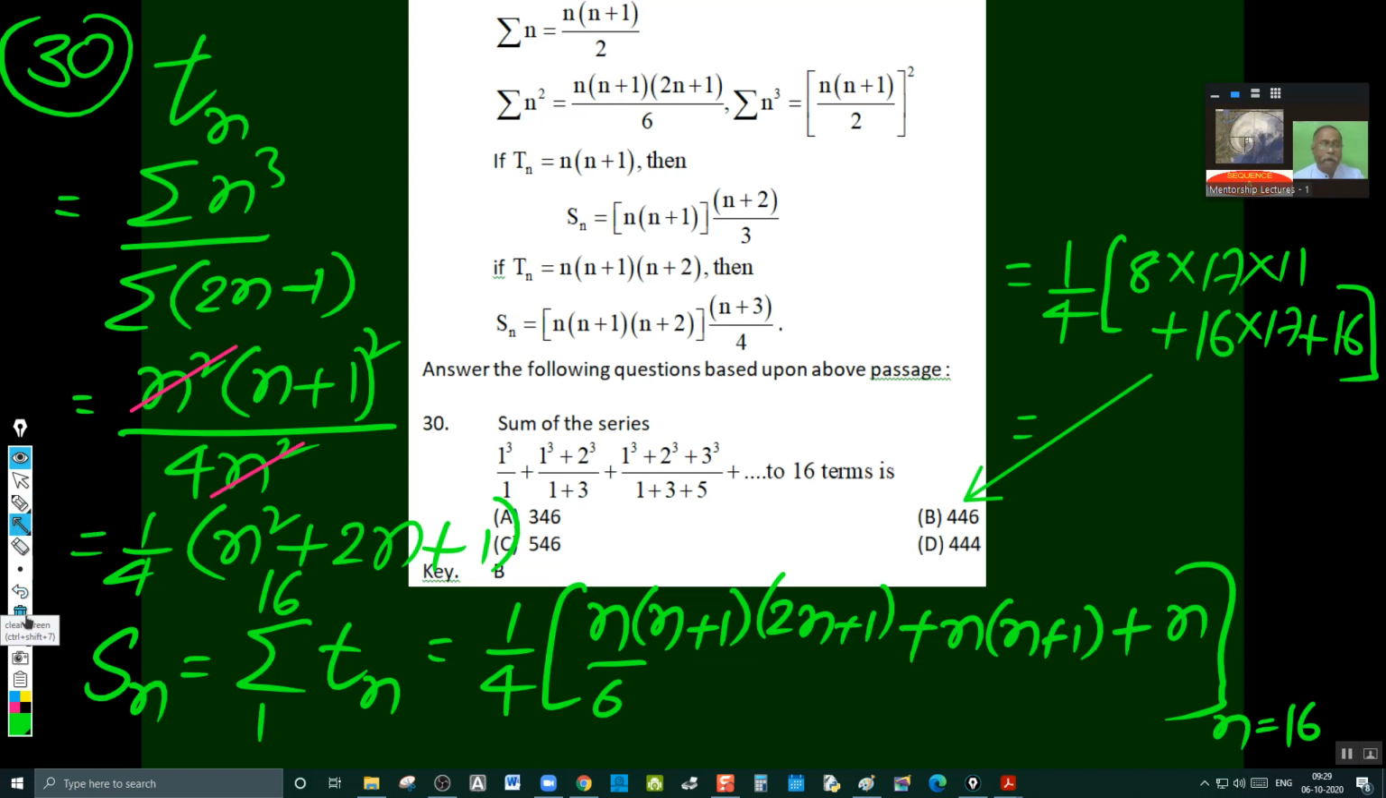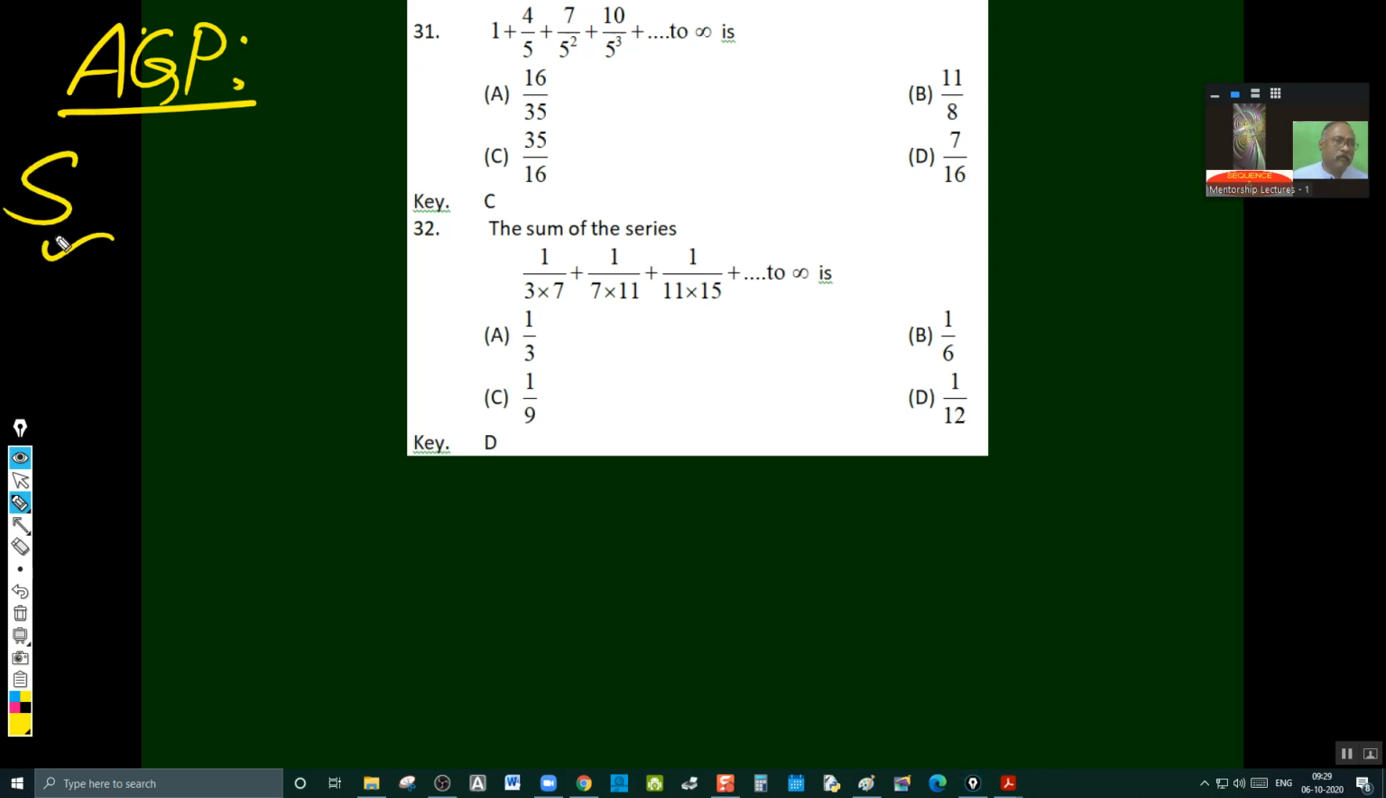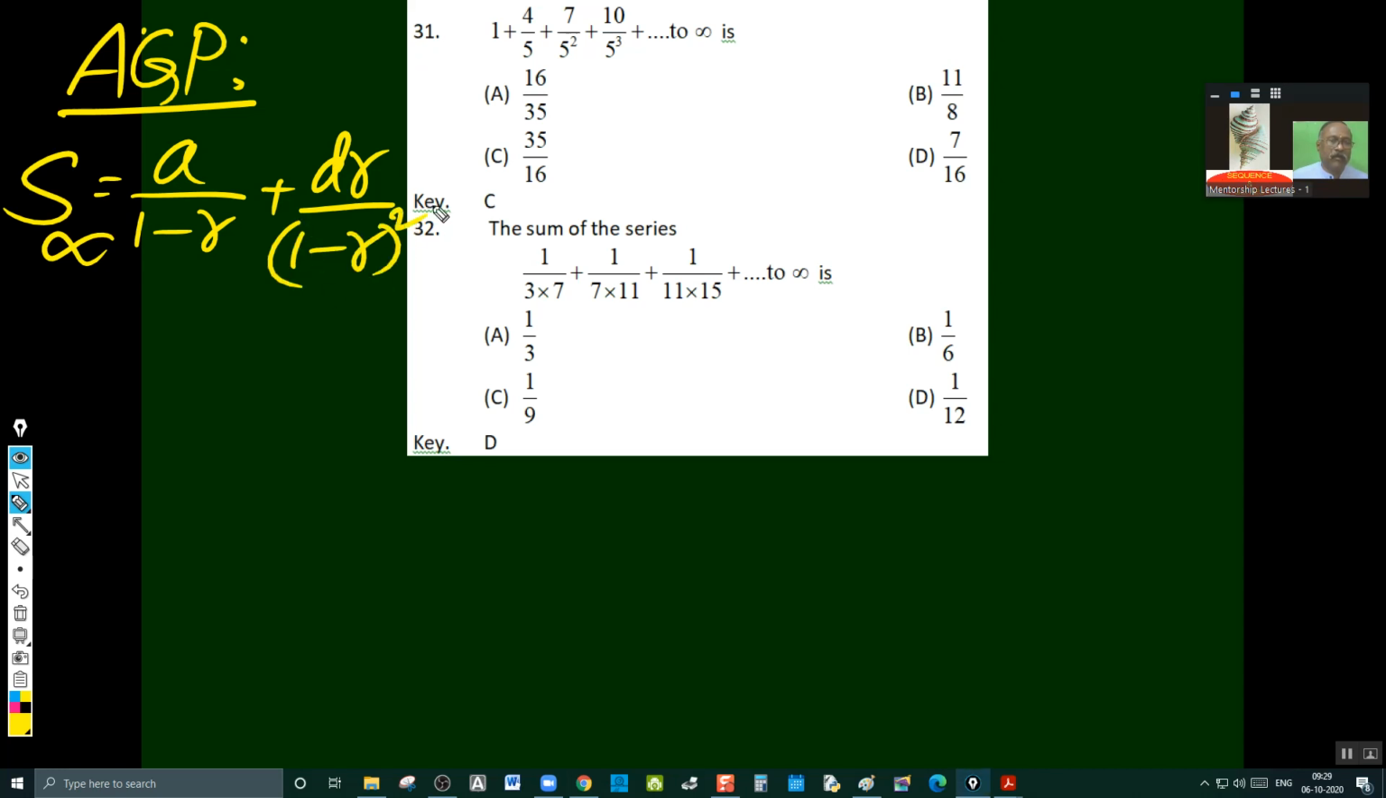Should I? Yes, sir. 1 plus 4 by 5 plus 7 by 5 square plus 10 by 5 cube. You can find out the nth term in this case also, but why have I taken this problem? Just to remind you the formula of AGP's infinity: A by 1 minus R plus dr by 1 minus R whole square. This is the formula, straight.